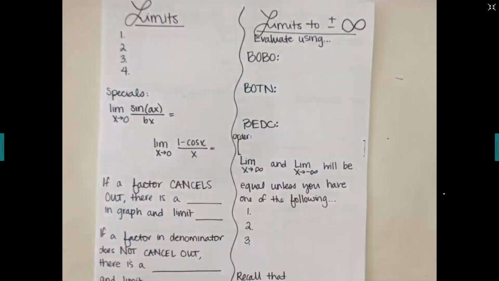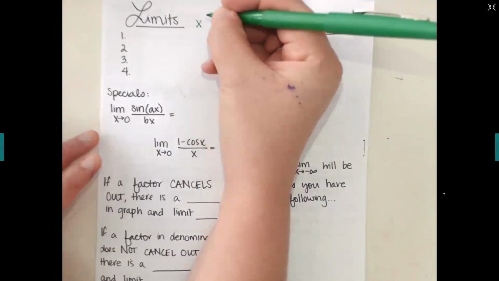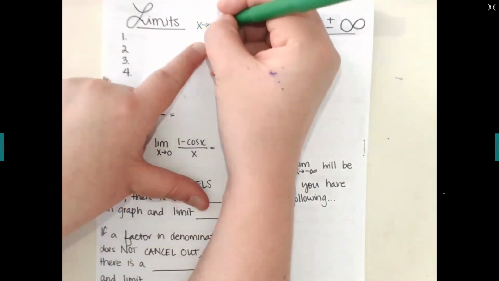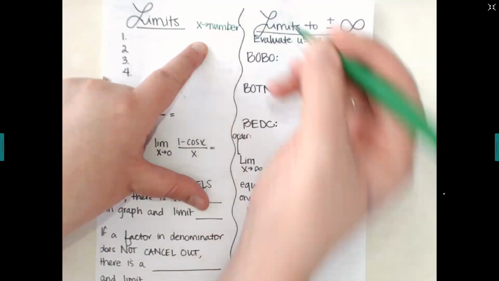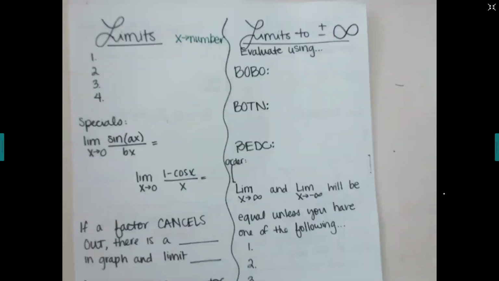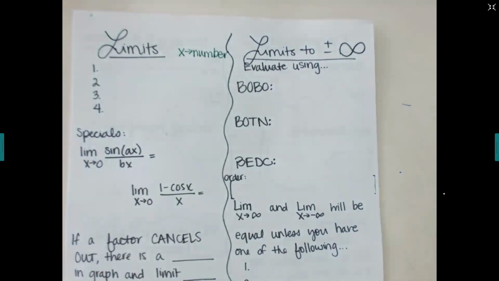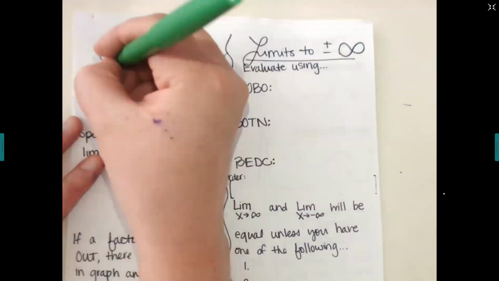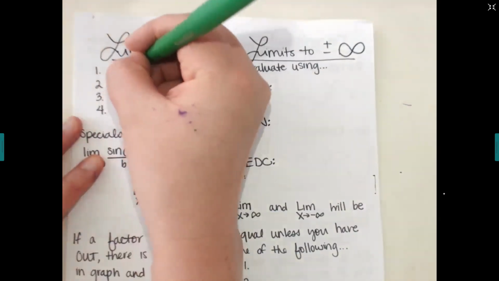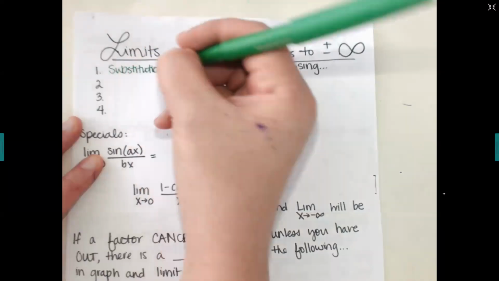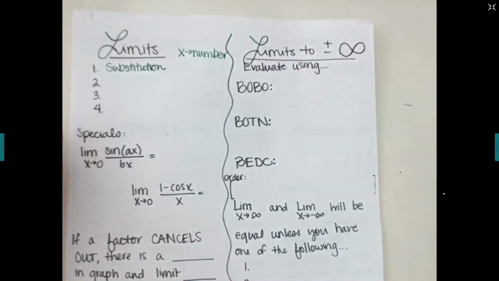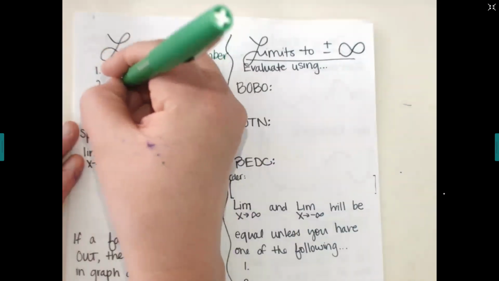So if you have a limit where your x is going to a number, there are 4 strategies that we talked about to evaluate when your x is approaching a number. The first one is that you should just try to plug it in. So our number 1 strategy is going to be substitution. If substitution does not work, do you remember what else we tried? Good. Factor cancel.